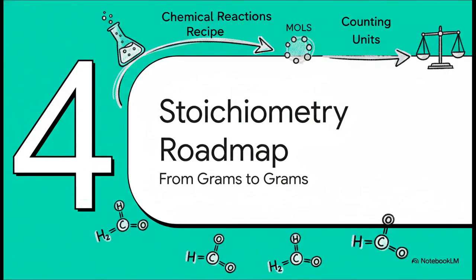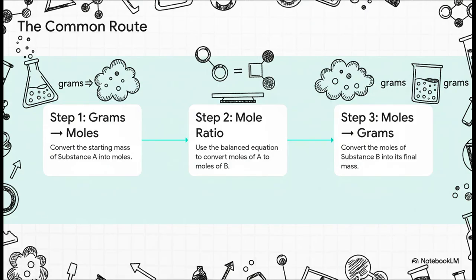All right, team, we've got our counting unit, the mole. We've got our recipe, the balanced equation. Now it's time to put it all together. Let's look at the roadmap for getting from what we have to what we want to find. So for the most common kind of stoichiometry problem, you're usually starting with the mass, or grams, of one thing, and you need to find the mass of another. And guess what? The path is almost always these 3 simple steps.